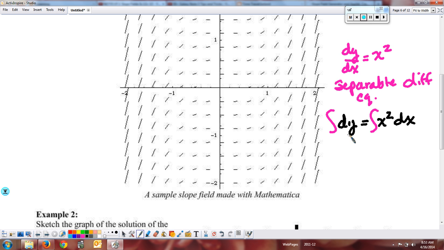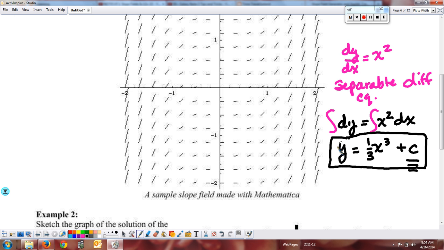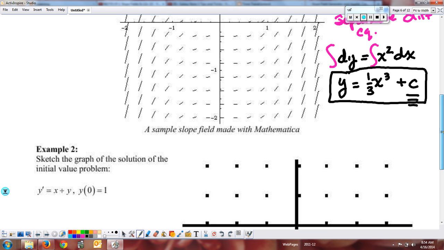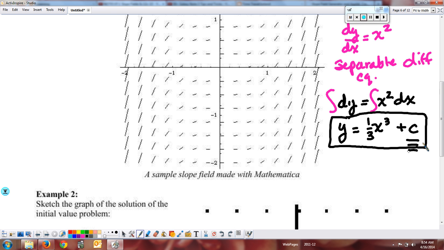If I were to find the antiderivative, the antiderivative of dy is y, and the antiderivative of x squared would be 1/3 x cubed, plus c. And then if you were to graph this class of curves, you could see that you've got the nice cubic curves that are the solutions to this, shifted up or down because of the plus c. And so the slope field is a visualization of this solution to the differential equation. It's a graphical way to find a solution to the differential equation as opposed to an analytic method.